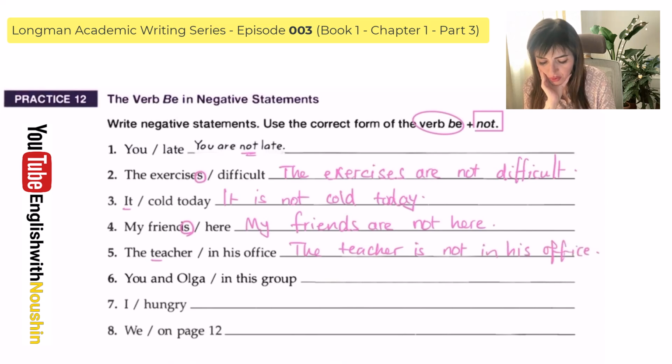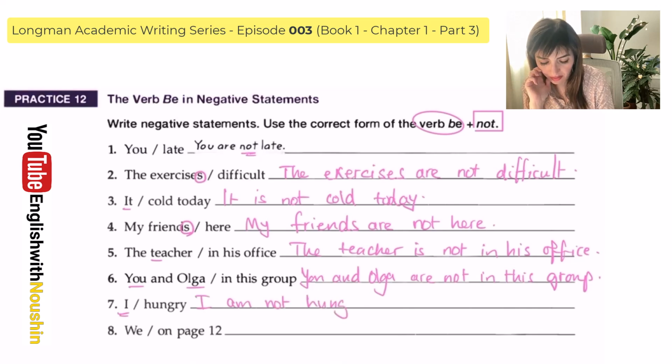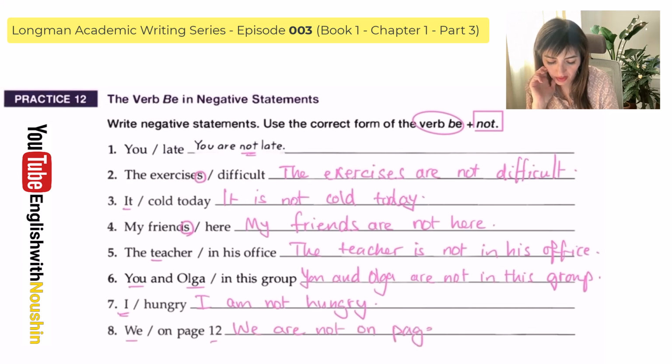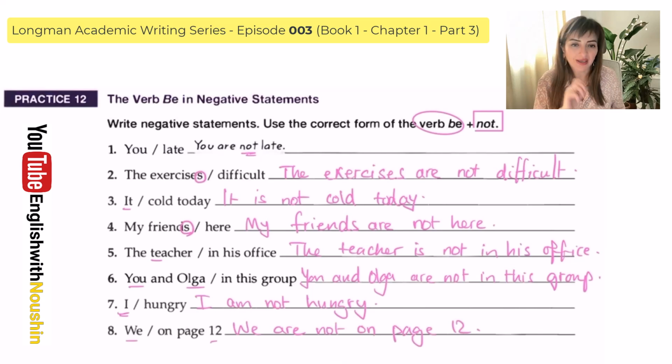Full stop. You and Olga, two people. You and Olga are not in this group. Full stop. I hungry. I am not hungry. I am really, I'm always hungry. Page 12. We are not on page 12. We are not because we are on page 13.